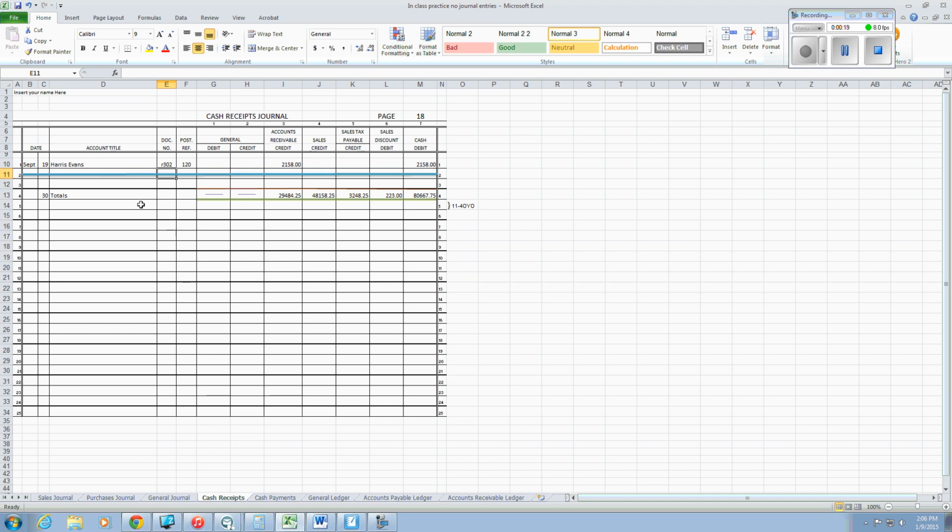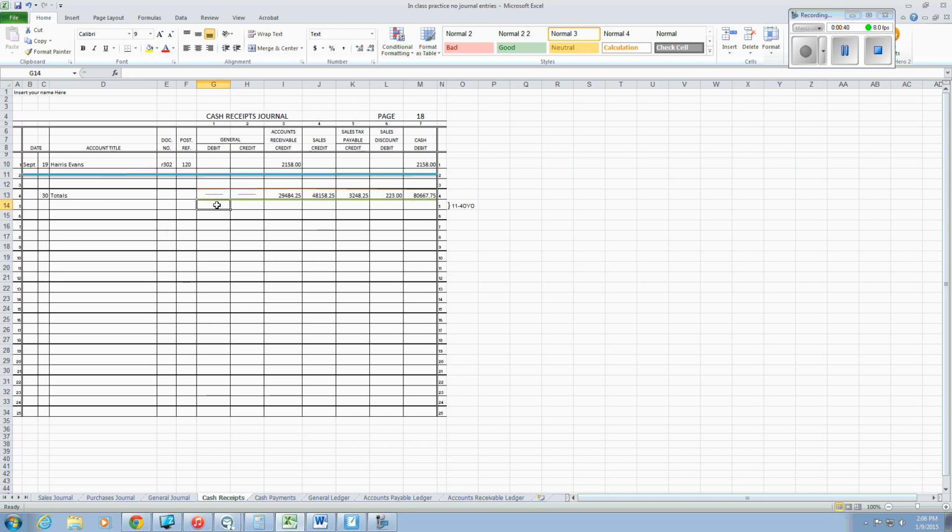Again, we've said before that we've taken this $2,158 and we've already posted it to Harris Evans. So all we have to do is just post the totals. Now, here's the one thing that's a little bit different than what we've done in the past. Anything that falls in the general debit or credit has been posted individually and needs to be posted nowhere else.